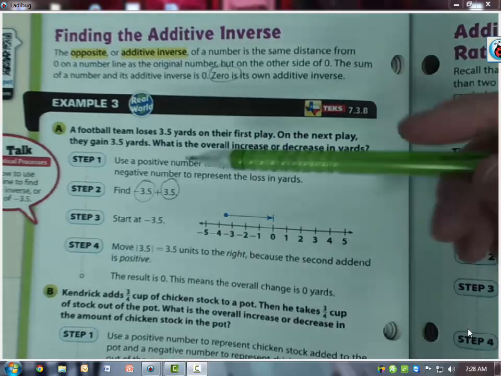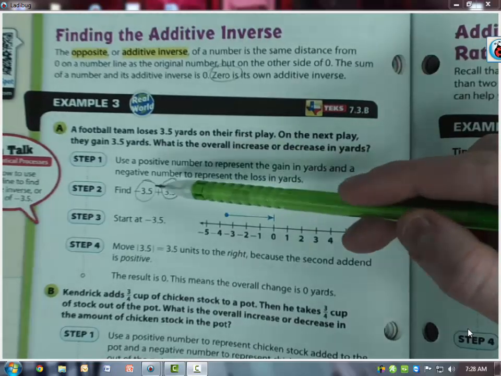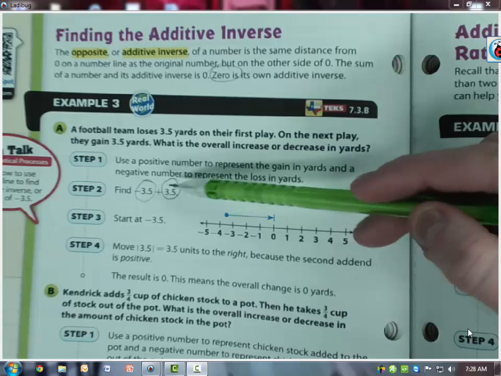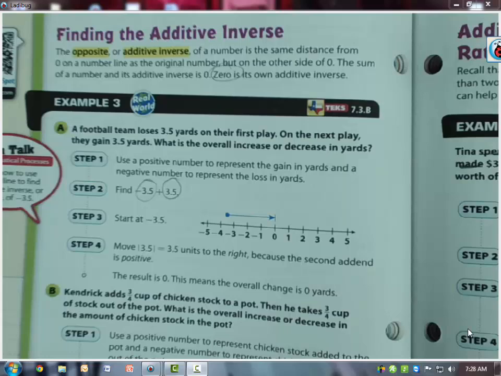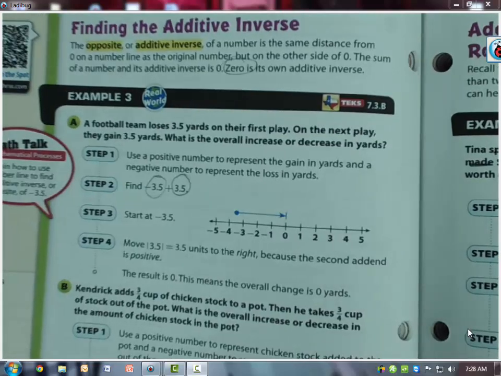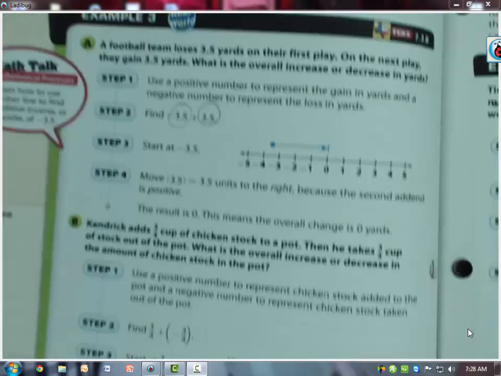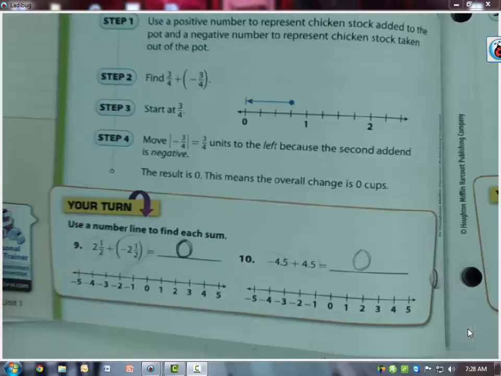Okay, so down here, I know I'm giving you the answers, but if you want to try it out on these examples, of course, we're going to get 0 because they're additive inverses or they're opposites. Okay, moving on really fast.